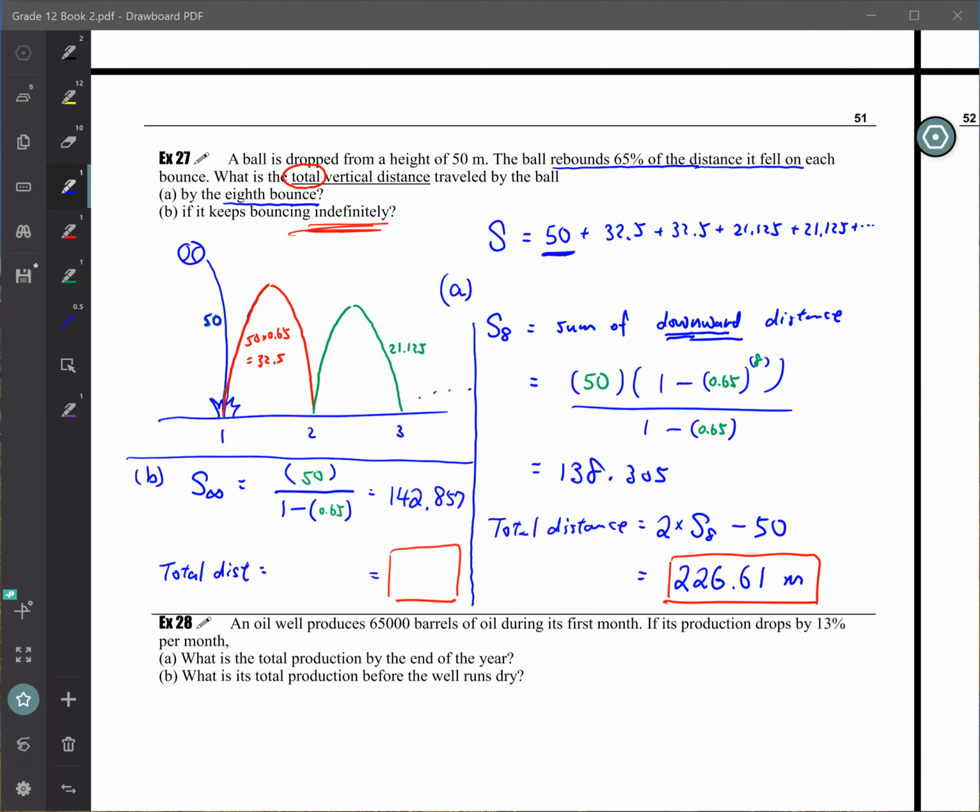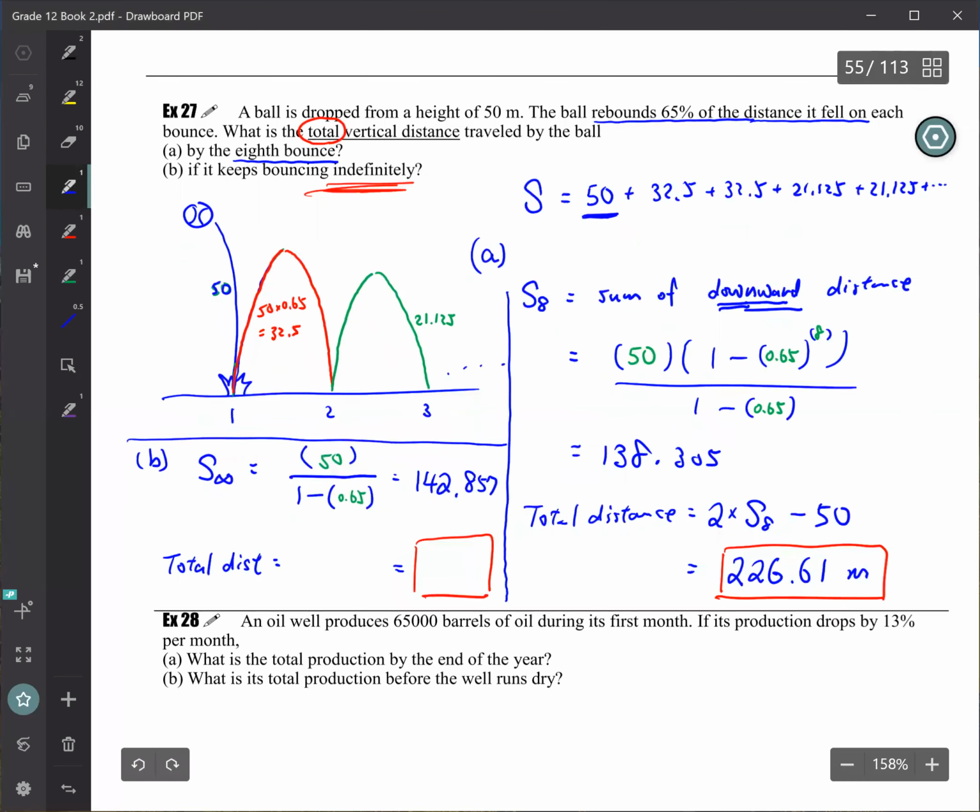Very good. Okay, Tiana, what's your final answer? Is it 235.714? Okay. And Eric, can you tell us how to get that? 2 times S infinite minus 50. Yeah, so you see it's the same steps.